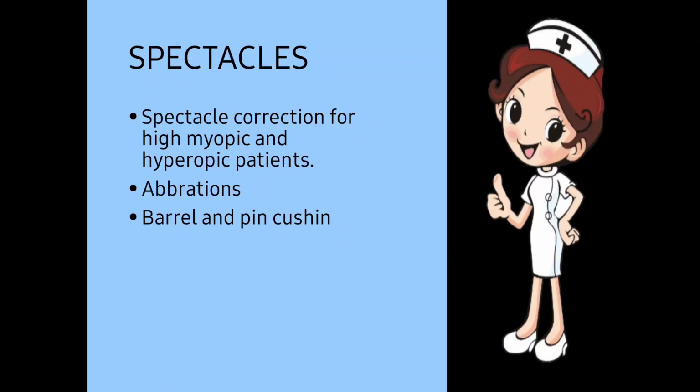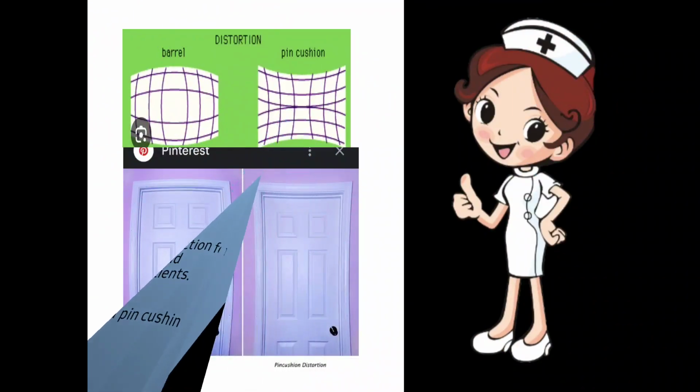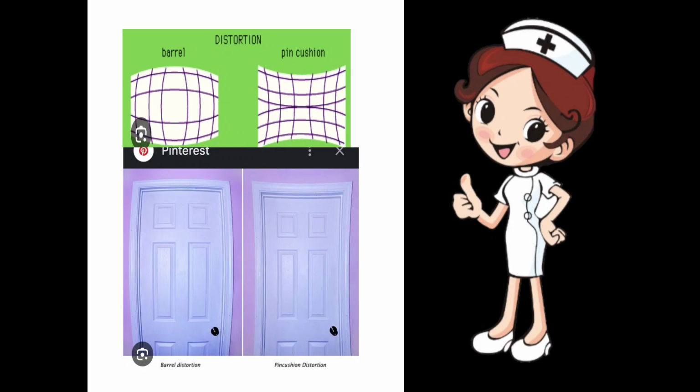Okay, next one, barrel and pin cushion. So let's see what is barrel as well as the pin cushion distortion. Now if you can notice here, this is the barrel distortion. In case of barrel distortion, the center part is bulging due to the thickness of the glass of the spectacle. Okay, so here you can notice that the door is not in a normal shape. This part looks bulging. Okay, so everything which the person of low vision sees will look barrel shaped. Okay, bulging part is seen.